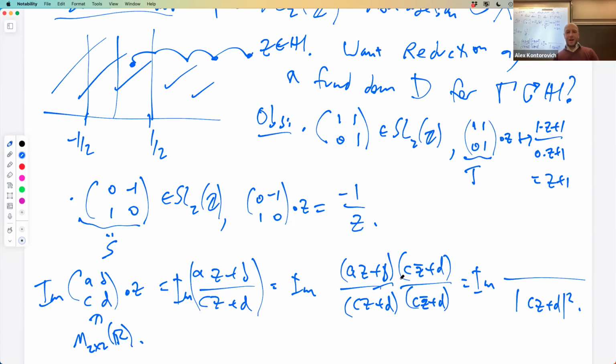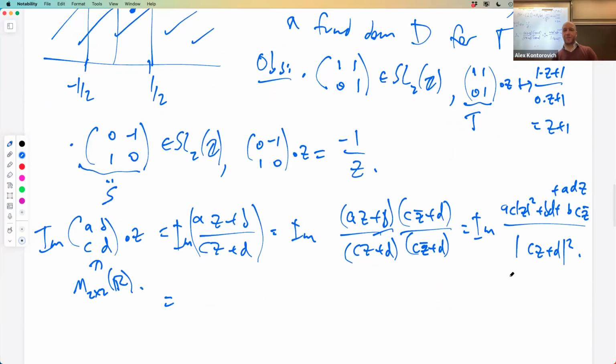On top, I have an AC ZZ bar, so that's an AC |Z| squared. I have a B times D. I have an A times DZ, ADZ, and one more thing, a BCZ bar. So let's try to understand the imaginary part. There's this real denominator, so that's already there. I just have to work out the imaginary part of the numerator.